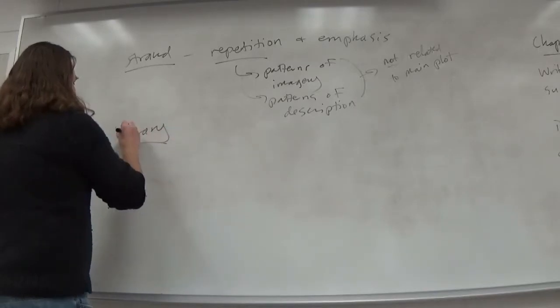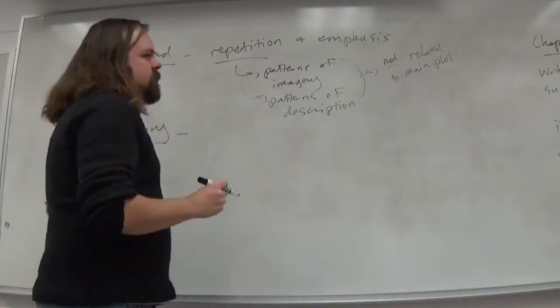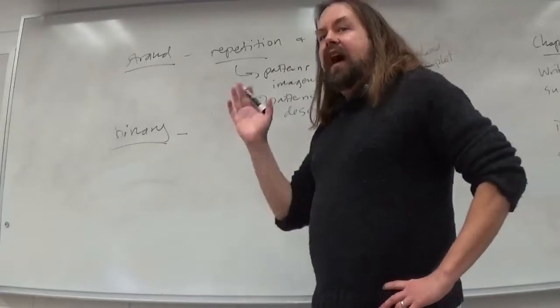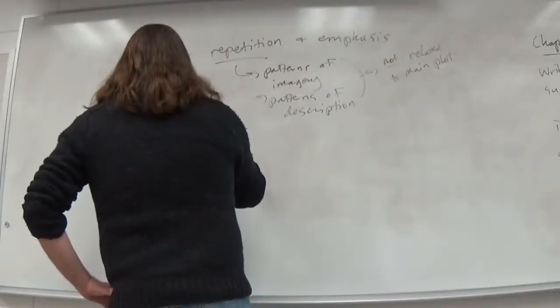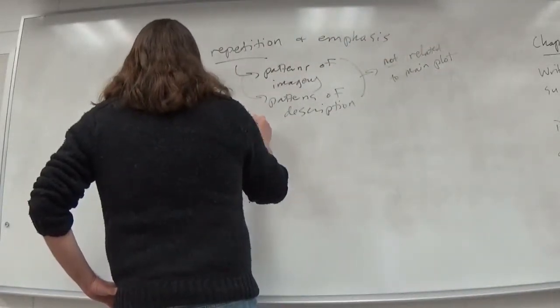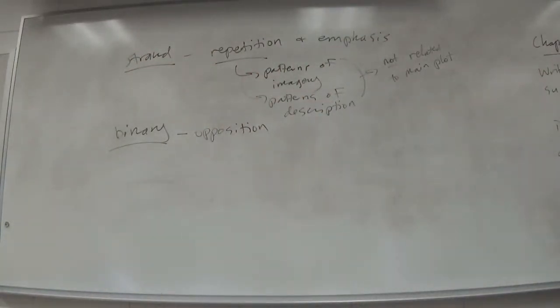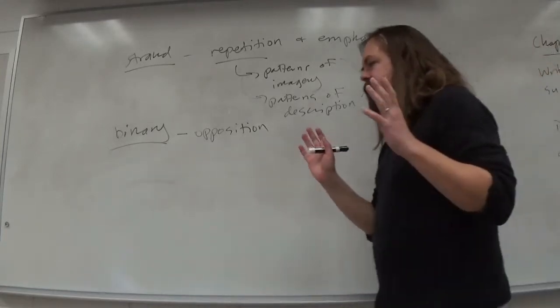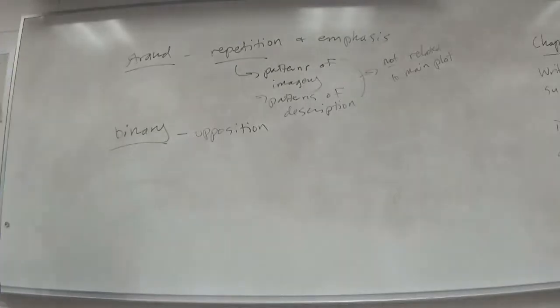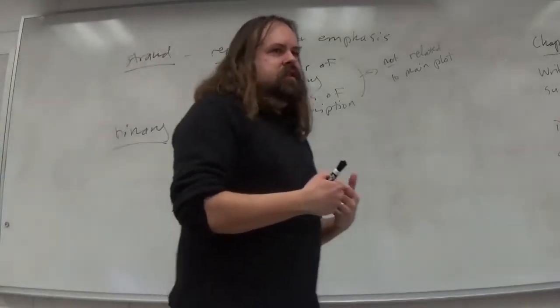The other kind of pattern that you're going to want to look for we call a binary. And a binary is a pattern of opposition. So you will often see in a text two opposing forces pushing against each other. Now, we like to think in binaries. We like to think in terms of paired opposites. So just as an exercise right now, can you think of some pairs that we tend to think of as existing in opposition to each other?